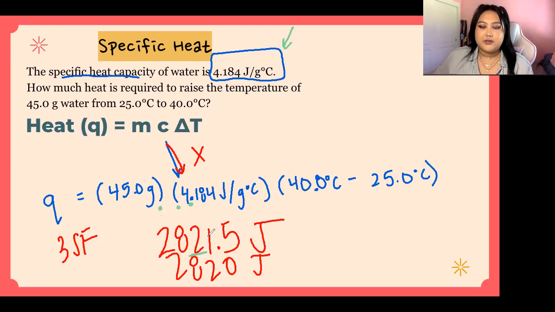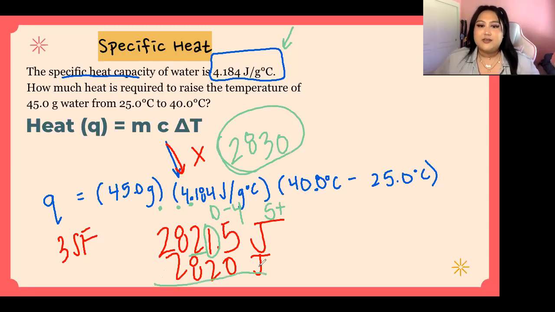We look at this number and the number behind it. If this is less than 5, so anything from 0 to 4, we make this stay at 2. And if it's anything 5 to 9, we would have to change it to 2830. If this was like 2829, then it would be this. But since this is a 1, it'll just be 2820. Any questions on how we got this answer? Any part of the problem?